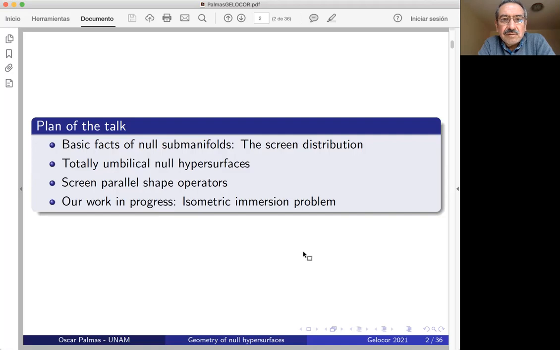The first one is a well-known result about totally umbilical null hypersurfaces, which was obtained by many authors. Then I will speak about some work on screen parallel shape operators for these submanifolds. And in the last part of my talk, I will speak about the isometric immersion problem for this kind of null submanifolds.